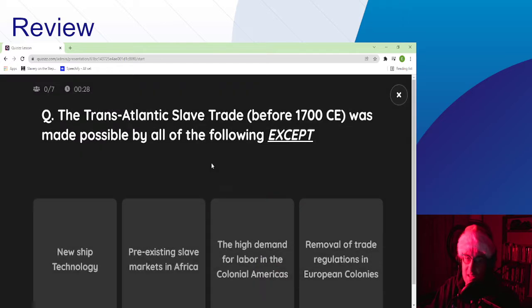So, the transatlantic slave trade was made possible by all the following except, so which of these is not a reason for the large shipment of human beings across the Atlantic? All of these are true, but one of them is much less true before the year 1700.